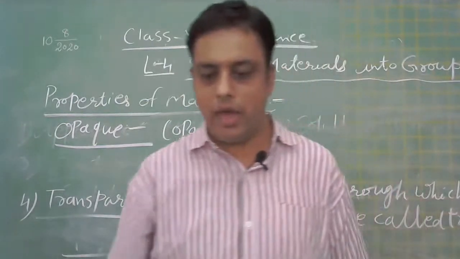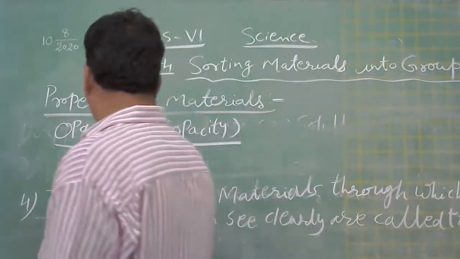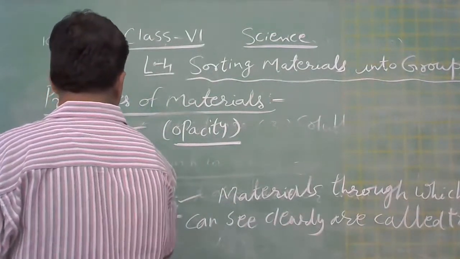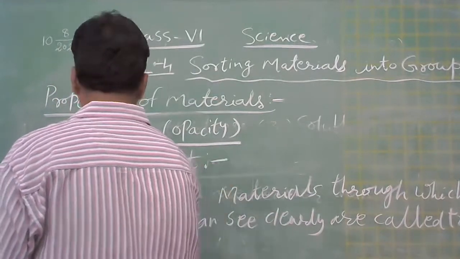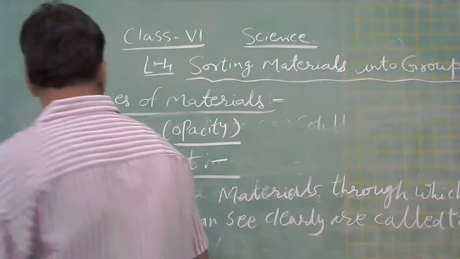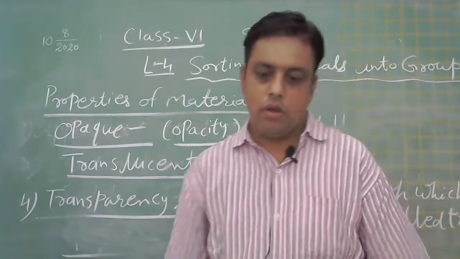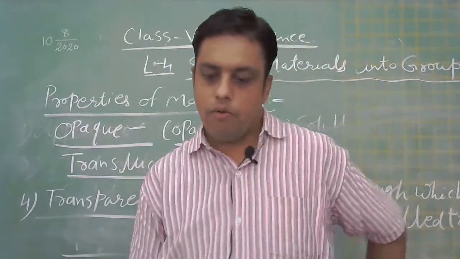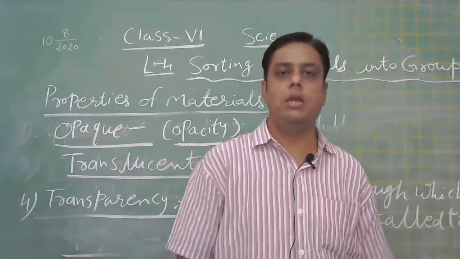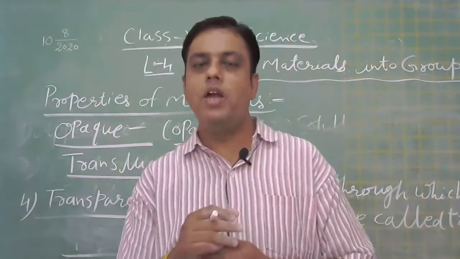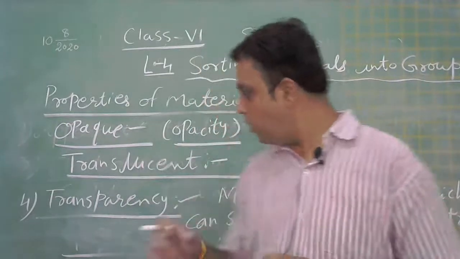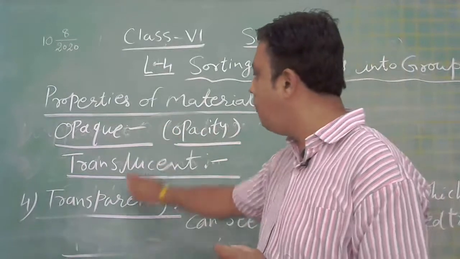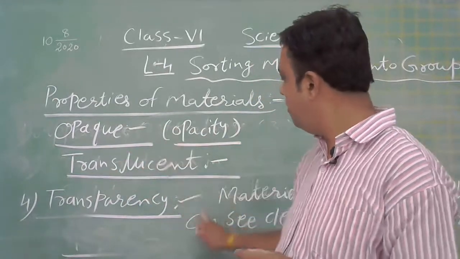And now the third one is translucent. What are translucent things? This is something new. We know the transparent things, we know the opaque things. Now the third is translucent things. A material through which you can see partially. In a partial way we can see through it, but we cannot see clearly. It is just between both: opaque and transparent.